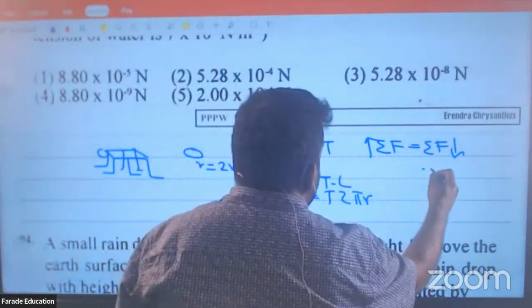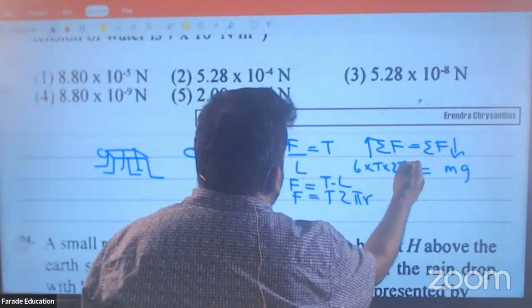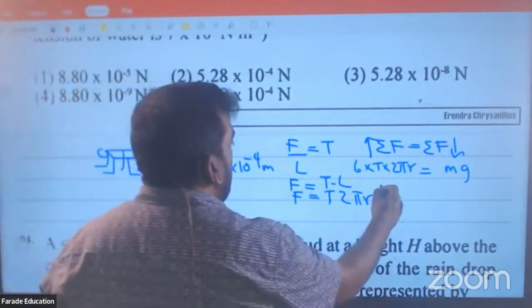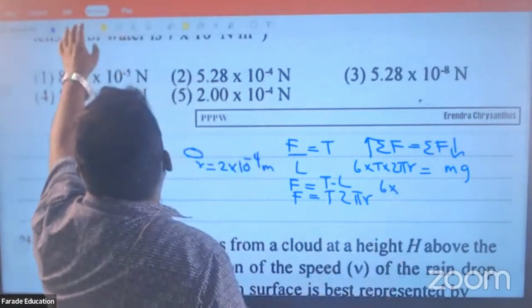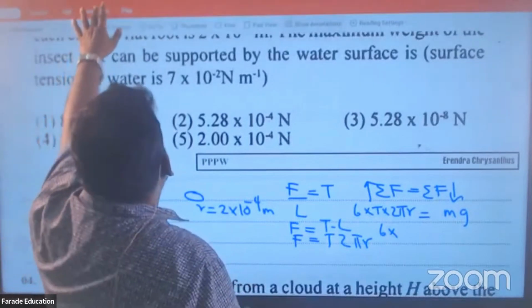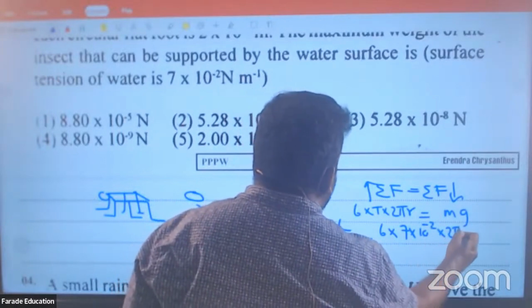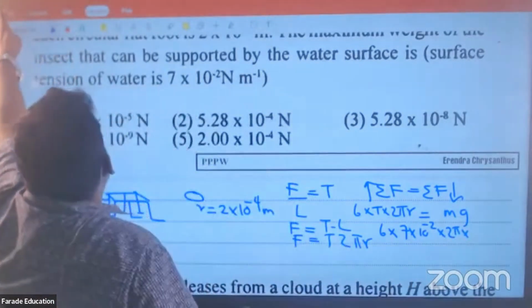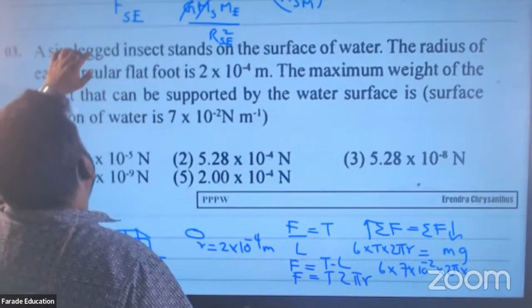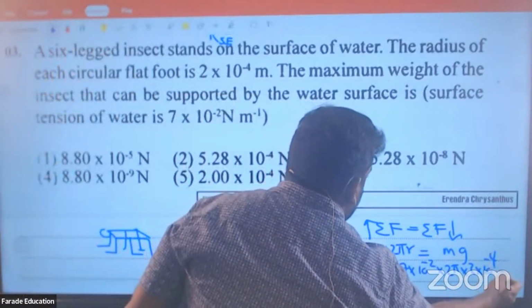Here, weight is acting downward. 6 times 3 times 2πr. Here, surface tension is given, 7 × 10^-2. 2π radius. What's the radius? 2 × 10^-4. That is mg.